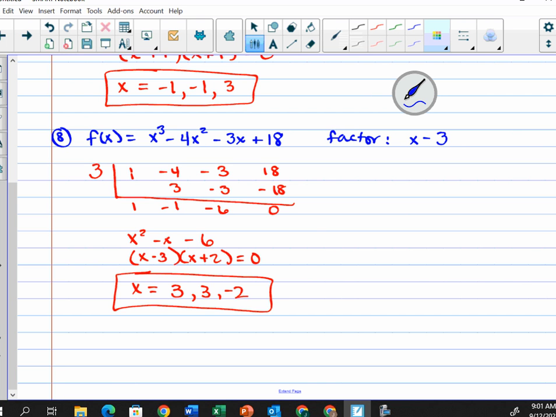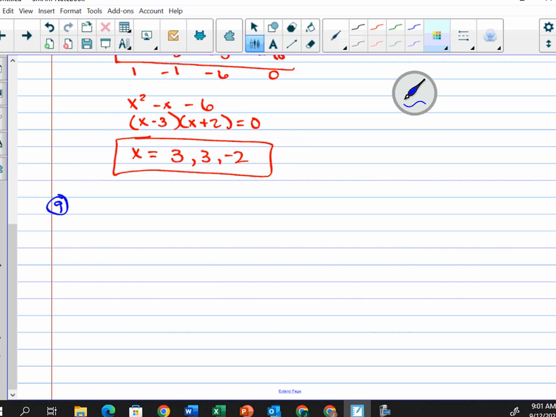Okay, let's do one more kind of like this, and then get another one for you. All right, this time your f of x is 6x to the 4th plus 29x cubed plus 30x squared minus 11x minus 6. What's different about this one?